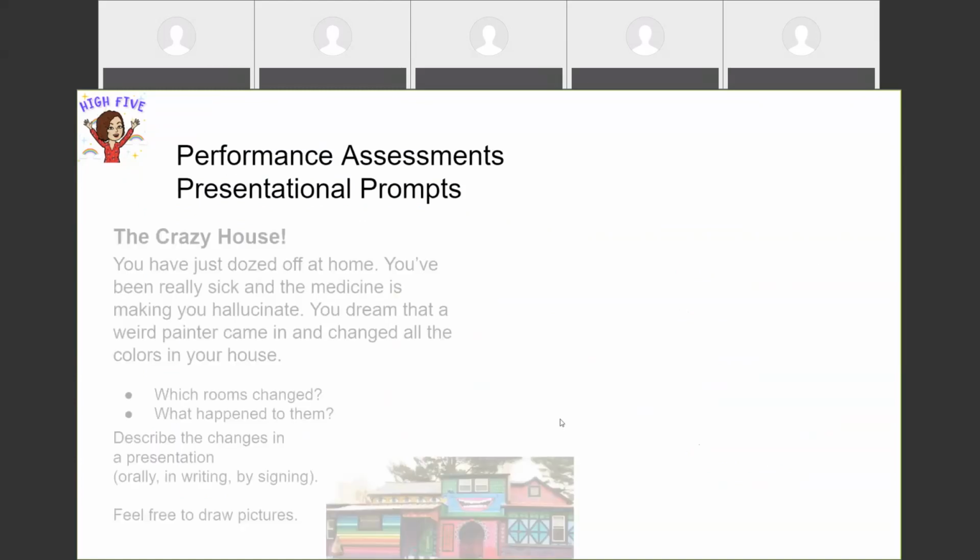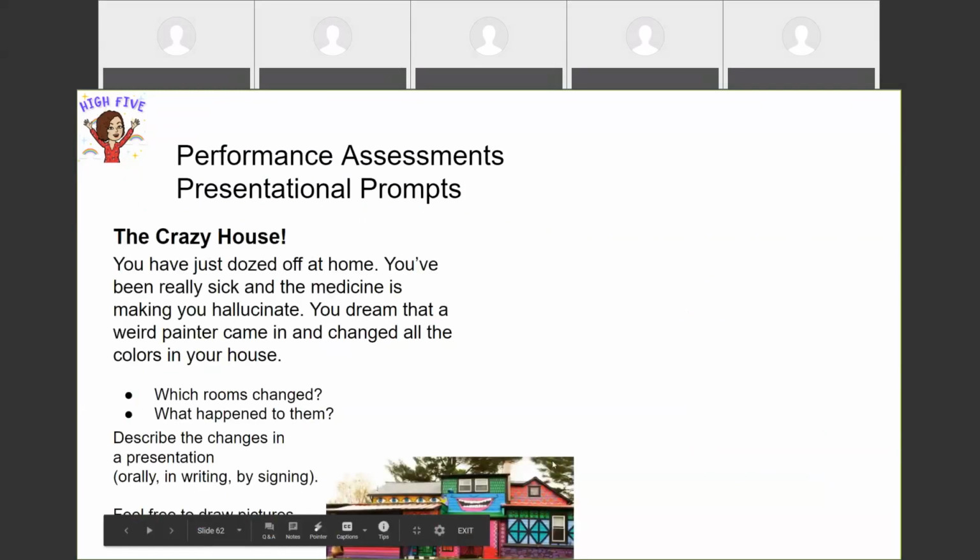So here are a couple sample presentational prompts. So you see this lovely image of this crazy house. So you just dozed off at home and you've been really sick and the medicine is making you hallucinate. You dream that a weird painter came in and changed all the colors in your house. So you might have the students tell you what rooms changed, what happened to them. They could do this orally, they could sign this, whatever it might be. They could draw pictures. If they're really at the very novice baby parrot level, they might have to draw pictures and use an arrow of it looked like this and now it looks like that, that type of thing.